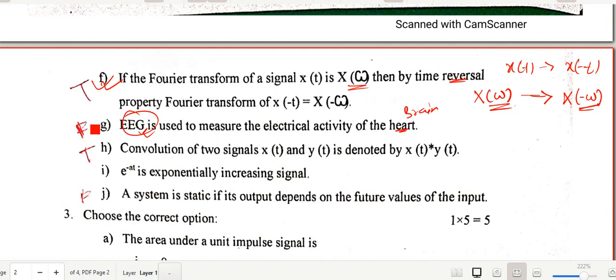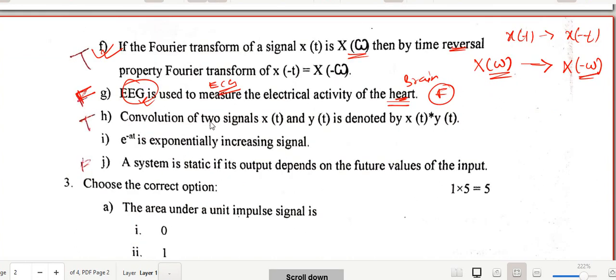Okay, here it is false. You can see this is your false. But if it is said that EEG is used to measure the electrical activity of the brain, then it is correct. The device that measures the electrical activity of my heart, you know that it is called ECG. If ECG were given here, it would have been correct. Okay, so here my option will be false.